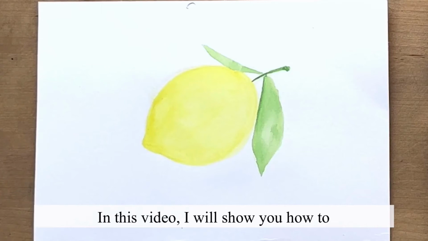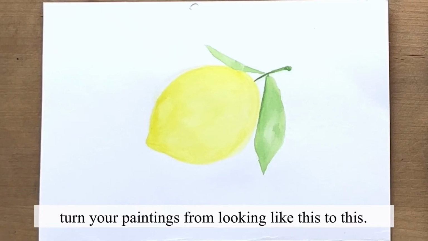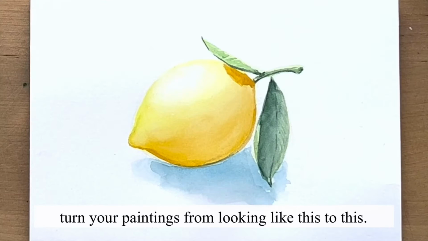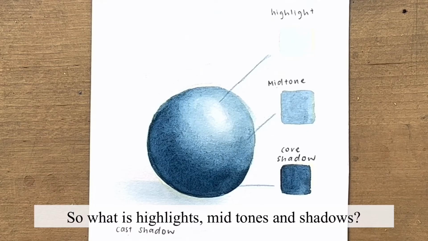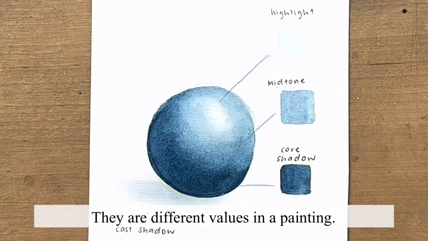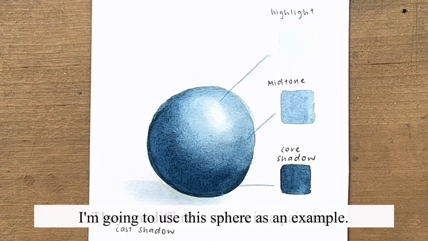In this video, I will show you how to turn your paintings from looking like this to this. So what is highlights, midtones and shadows? There are different values in a painting. I'm going to use this sphere as an example.